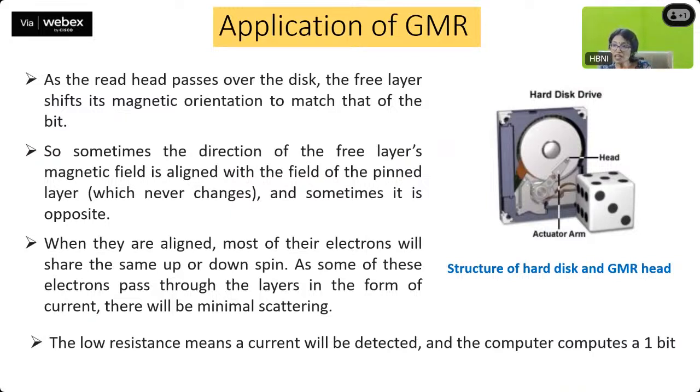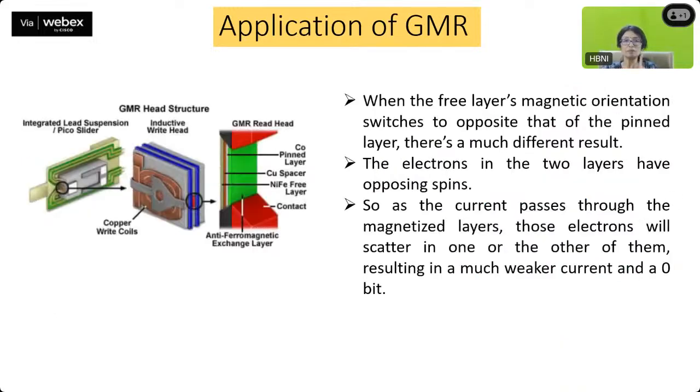So sometimes the direction of this free layer magnetic field is aligned with the field of the pinned layer, which never changes, and sometimes it is opposite. When they are aligned, most of their electrons will share the same up or down spin. As these electrons pass through the layers in the form of the current, there is going to be minimal scattering, and this low resistance means that a current is going to be detected and the computer will compute it as 1 bit.